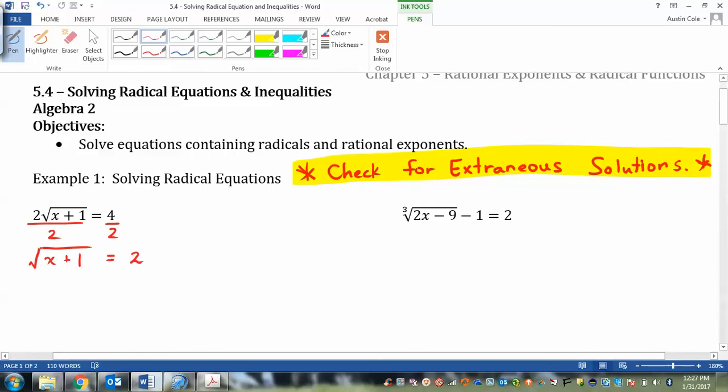How do I get rid of a square root? We're going to square both sides. So when I square both sides, the square and the square root go away, and I'm going to be left with x plus 1 equals 4. Minus 1 on both sides, and x equals 3.